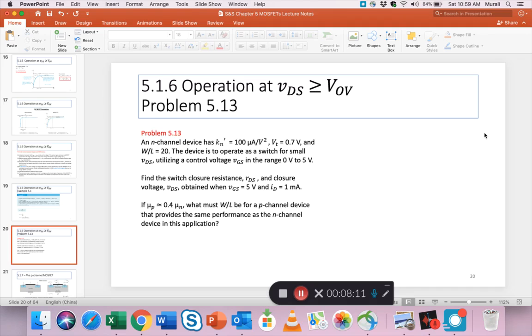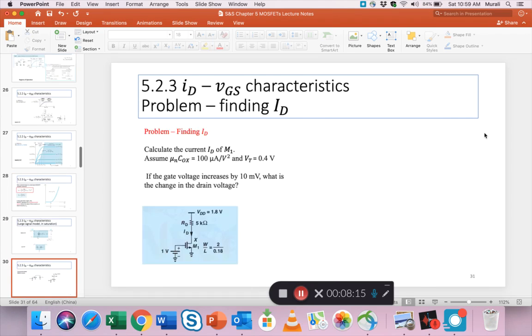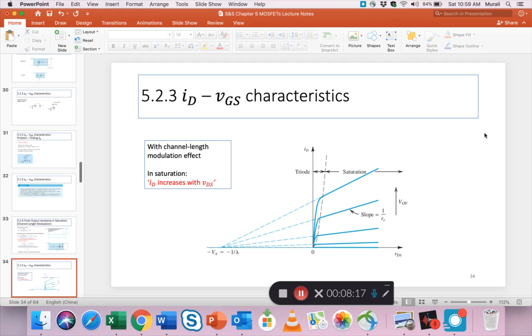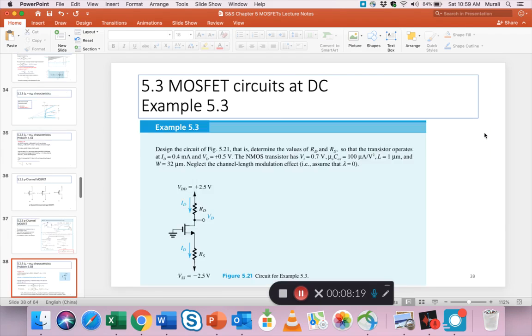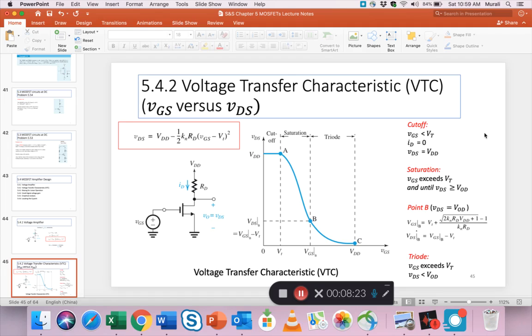So I'm going to go back to our slide. Give me a second. Okay, I'm back on slide 45. So the same regions, the triode region and the saturation region and the cutoff region, right?